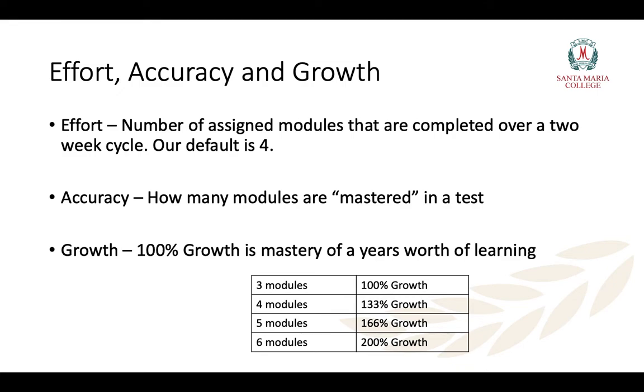So mastering 3 modules in every cycle will put the girls at 100% growth, that they are learning and mastering a year's worth of maths in a year. Now, at 4 modules, we're looking at 133% growth if we're completing and mastering 4 modules. Obviously, when our accuracy is not quite 100%, we're still looking at mastering at least 3 modules, or maybe completing 5 modules and mastering 4. But you can see there that depending on how many modules they master in a cycle, that's where their growth rate is at.